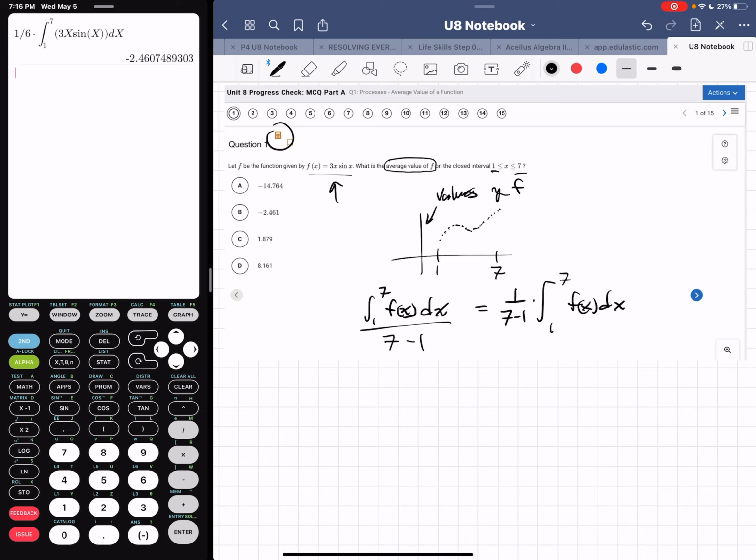So our answer is negative 2.461, which we can see right here. Our answer is B.